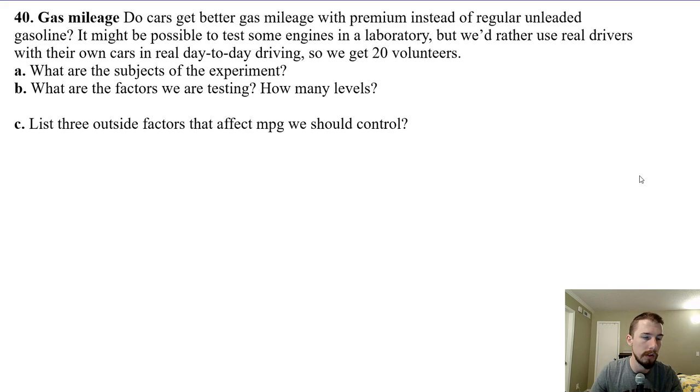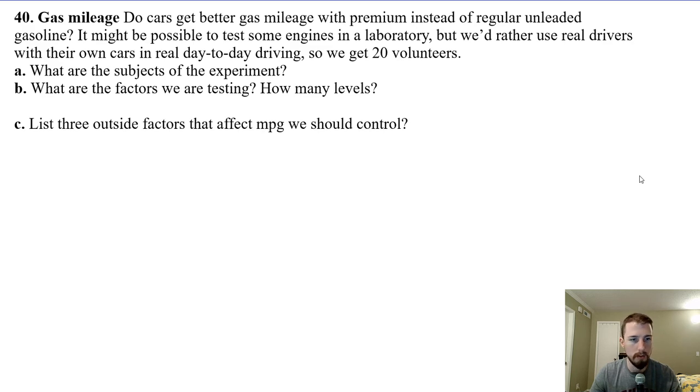It's kind of interesting. All right, 40, gas mileage. Do cars get better gas mileage with premium instead of regular? So we're talking about the octane levels in gasoline. Higher octane levels are premium, and the lower octane, like 87 that we commonly use, and just regular unleaded gasoline would be a lower octane. All right, it might be possible to test some engines in a laboratory, but we'd rather use real drivers with their own cars and real everyday, day-to-day driving.